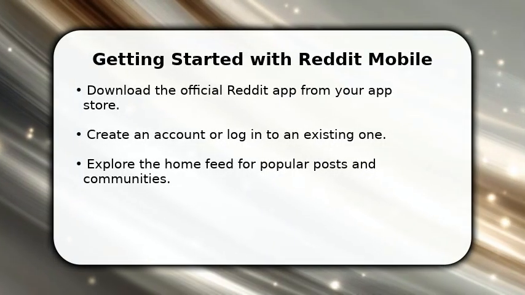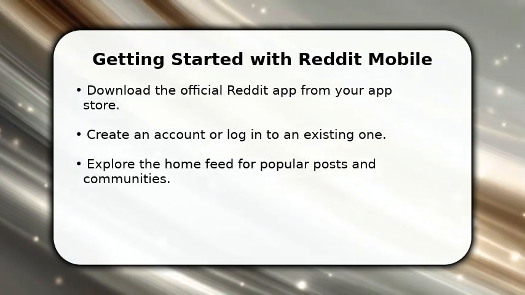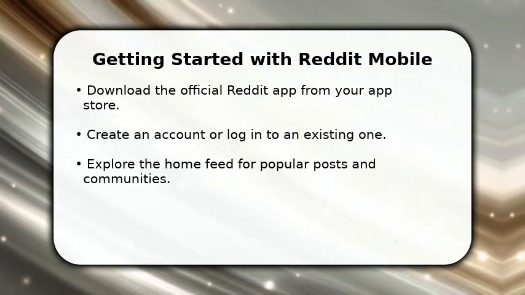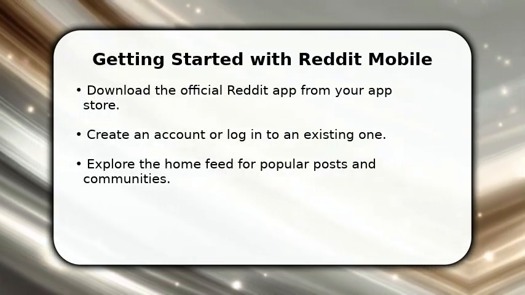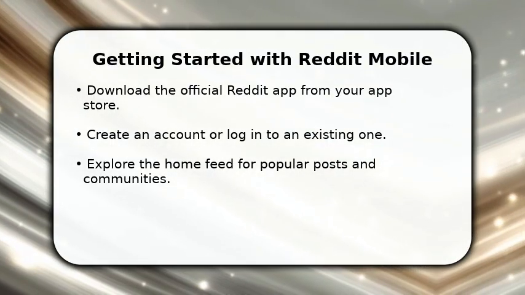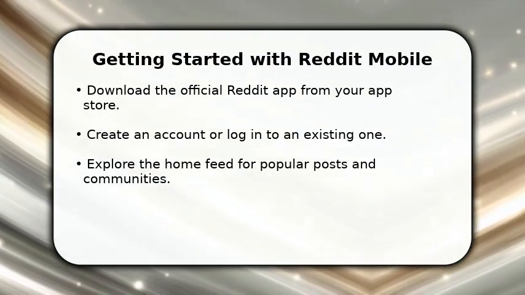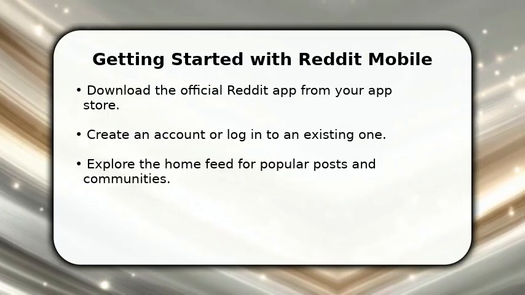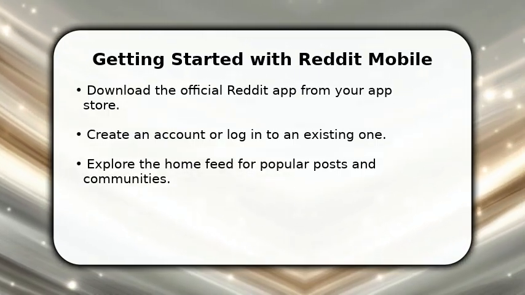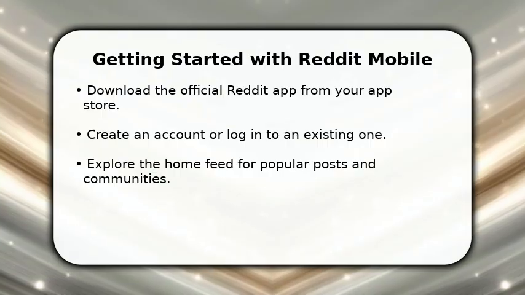In this video, I will explain how to use Reddit on mobile. First, download the official Reddit app from your device's app store. Once installed, you can easily create a new account or log in if you already have one. This gets you ready to explore the vast world of Reddit, starting with your personalized home feed.